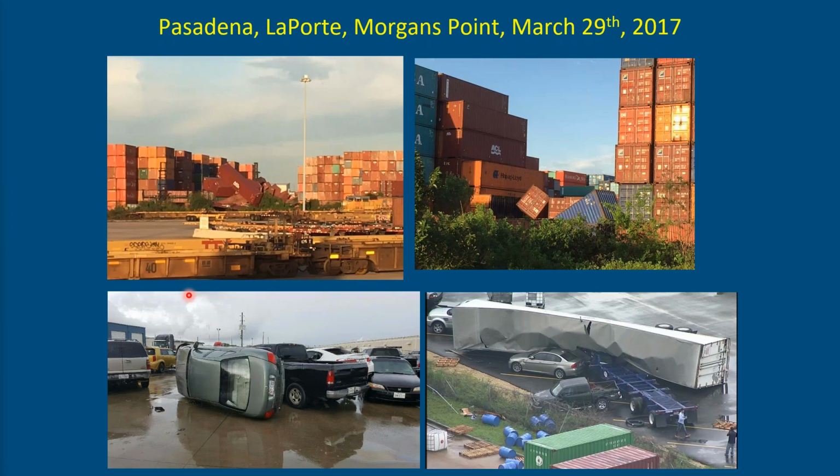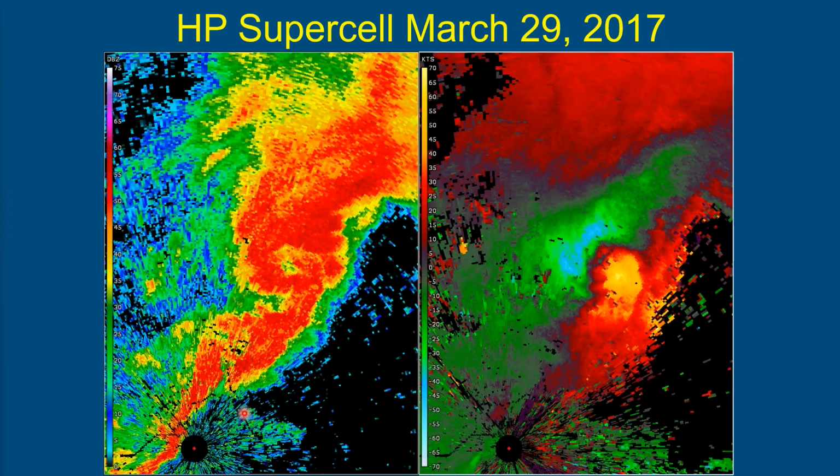Another interesting supercell that produced a couple or three tornadoes, actually. Pasadena, LaPorte, Morgan's Point, March 2017. Actually, we're near the anniversary of that day. You can see the tornado made a cut through some of the big container stacks at Morgan's Point, toppled these things over like blocks. Another tornado flipped some vehicles over in Pasadena. So you can see, this was an EF1, EF2 type tornado still doing significant damage.